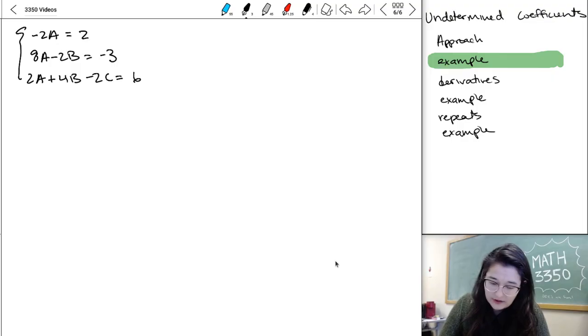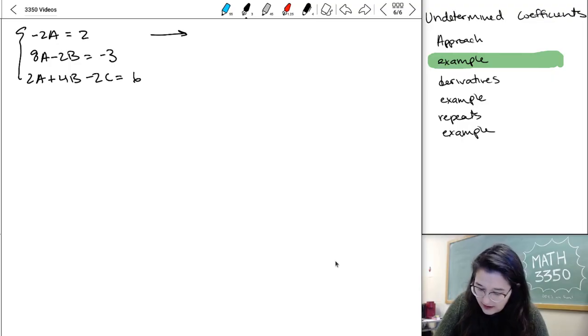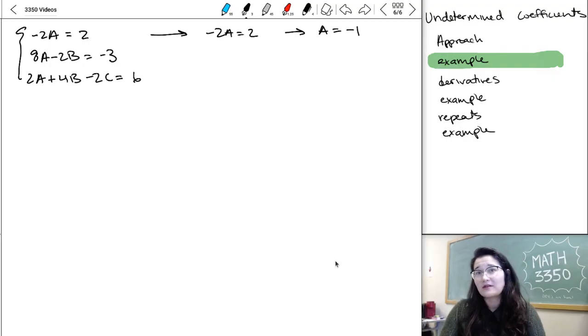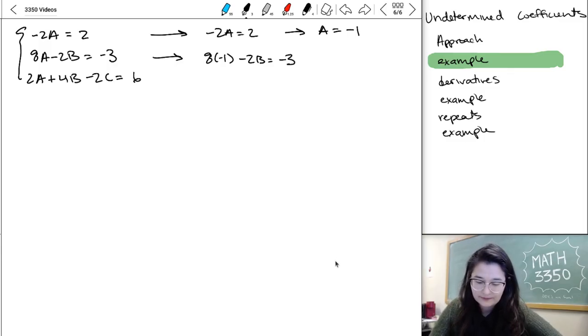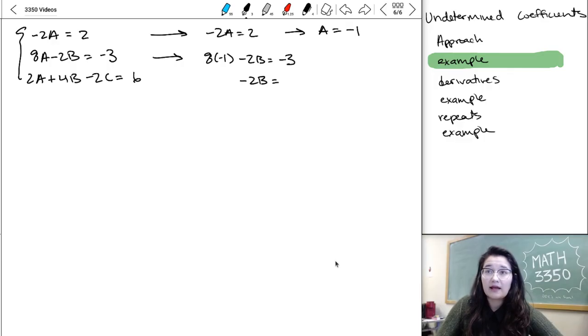From minus 2a equals 2, I find that a is equal to minus 1. So that's a nice, easy equation. And then once I know a, I can plug it in below. So this becomes 8 times minus 1 instead of a, minus 2b is equal to minus 3. This is minus 8, so when I move it over, it becomes plus 8. So that's equal to 5, and that means that b is equal to minus 5 over 2.